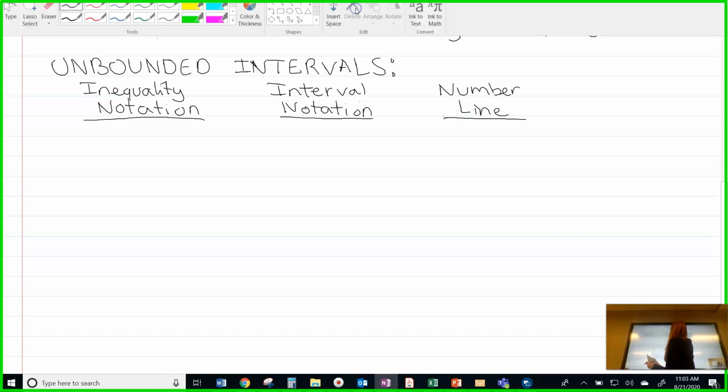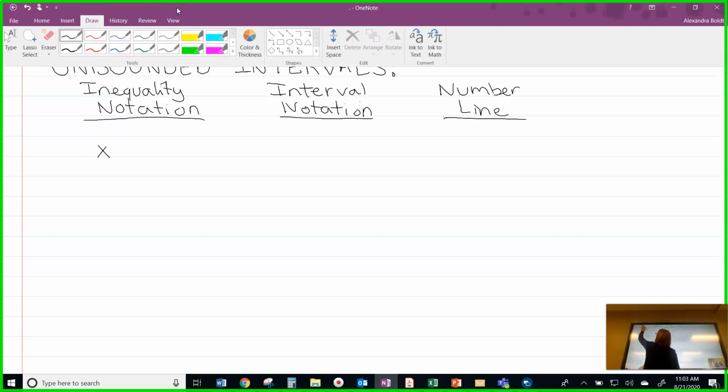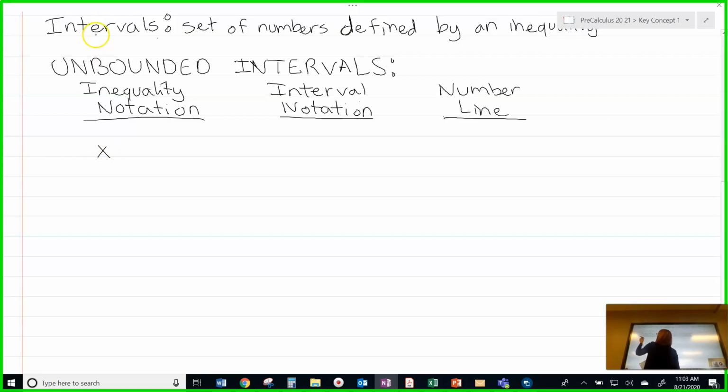The first inequality we're going to look at is if x is greater than a. Okay? So what this really means is any number, right, because x is a variable, so any number that is bigger than a. So that means a is my lowest number.